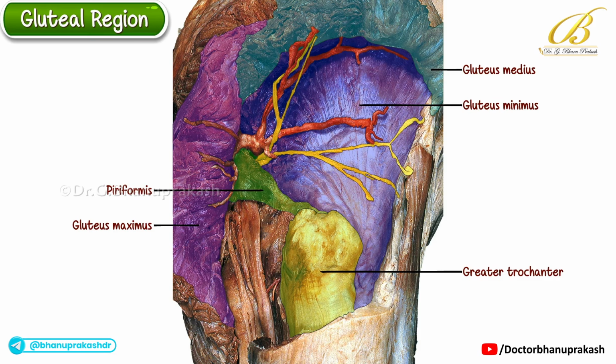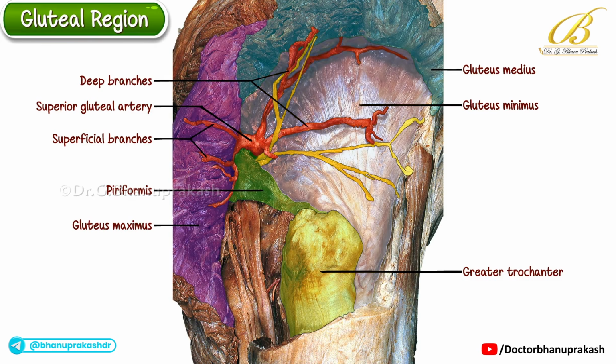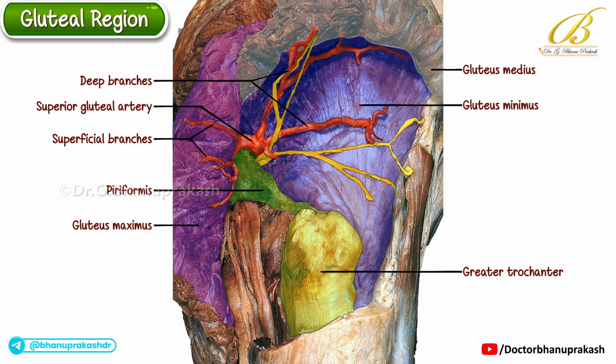The blood vessel observed is the superior gluteal artery, which divides into superficial and deep branches. The superficial branches pierce the gluteus maximus, while the deep branches supply the gluteus medius and gluteus minimus. The nerve accompanying this artery is the superior gluteal nerve. The superior gluteal nerve provides innervation to both the gluteus medius and gluteus minimus.